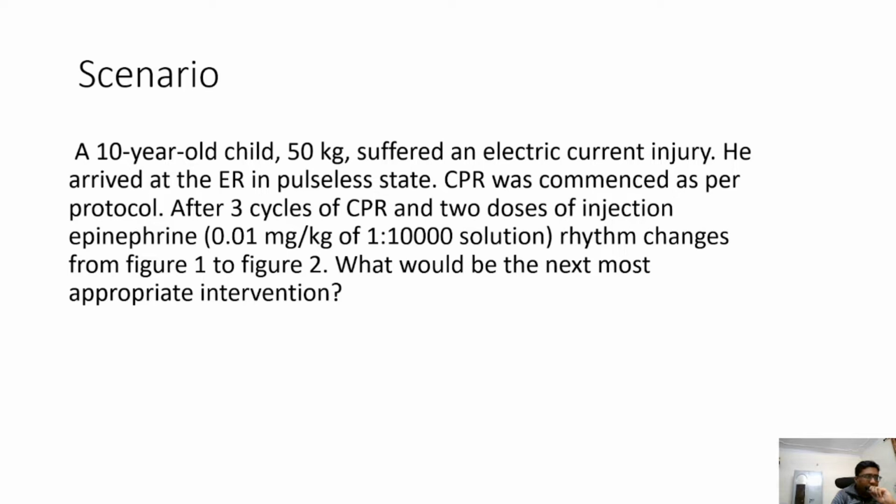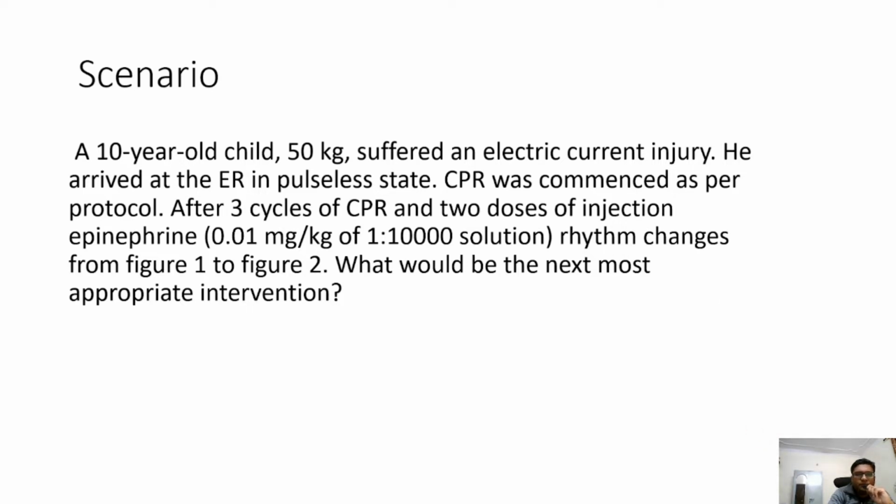He arrived in the emergency in a pulseless state. So CPR was commenced as per protocol. 3 cycles of CPR have been done, and 2 doses of injection epinephrine 0.01 mg per kg of 1 in 10,000 solution IV. So the correct dose has been administered along with continued CPR, and the rhythm has changed from figure 1 to figure 2. So what would be the next most appropriate intervention?